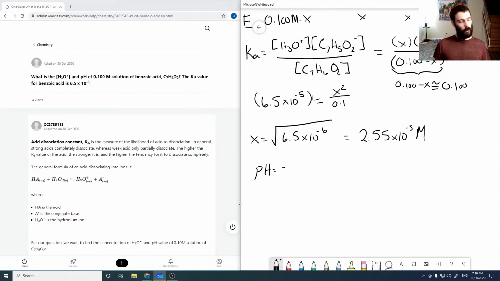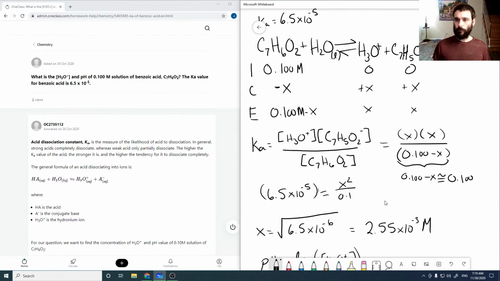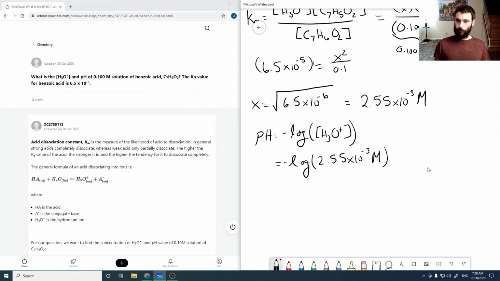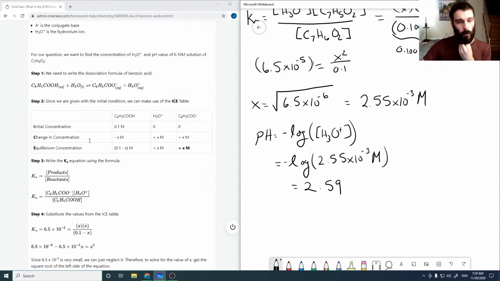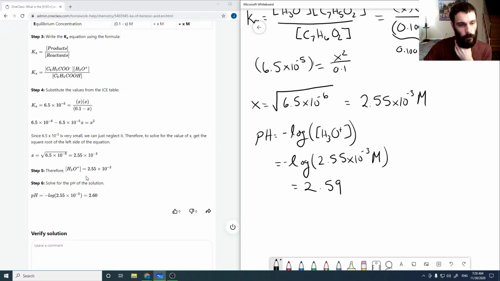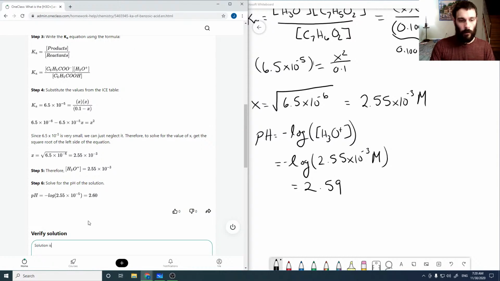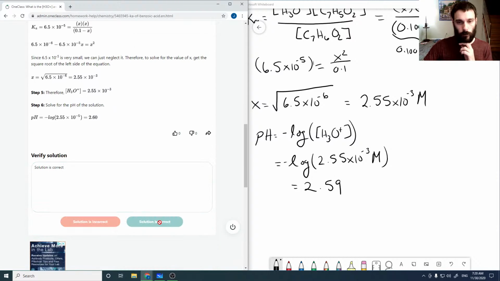And so our pH is the negative logarithm of our H3O plus concentration, which I should say, our X from our ice table is our H3O plus concentration. So that means we were solving directly for our H3O plus concentration. And so our pH is the negative logarithm of 2.55 times 10 to the minus 3 molar, or 2.59. Okay, so I guess some rounding error gave us a difference of 0.01, but that's okay. And so I'll say the solution is correct. So that looks good.